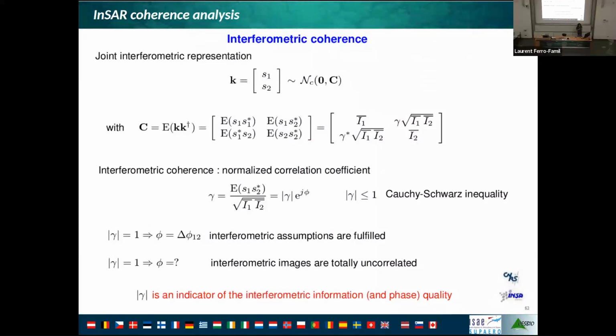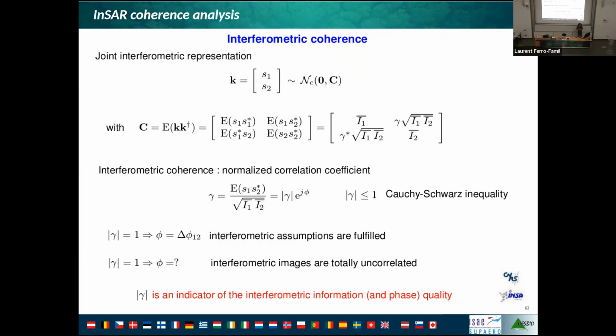In order to measure this, we compute what we call the coherence, the interferometric coherence. As I said before, if you consider only two acquisitions, you can compute the covariance matrix of these two acquisitions. On the diagonal of the matrix, you have the intensity in image 1 and the intensity in image 2, and here we have what we call a cross-correlation coefficient, which depends on both the intensities and gamma. Gamma is called the interferometric coherence. It is a coefficient whose modulus is smaller than 1, so it's between 0 and 1.